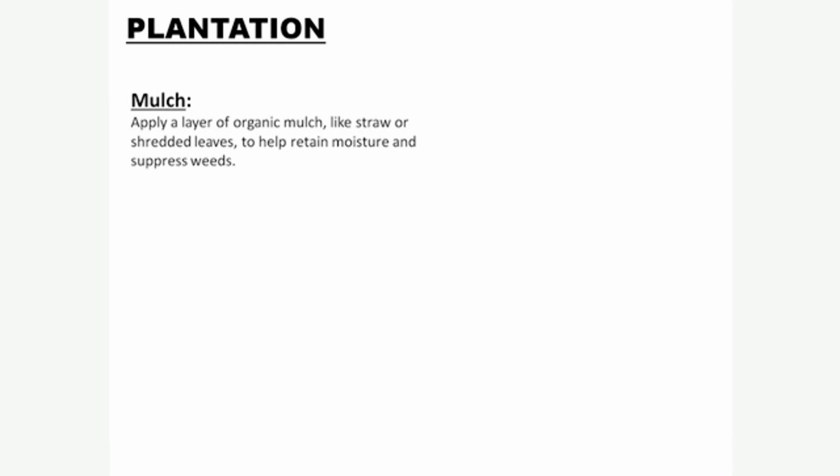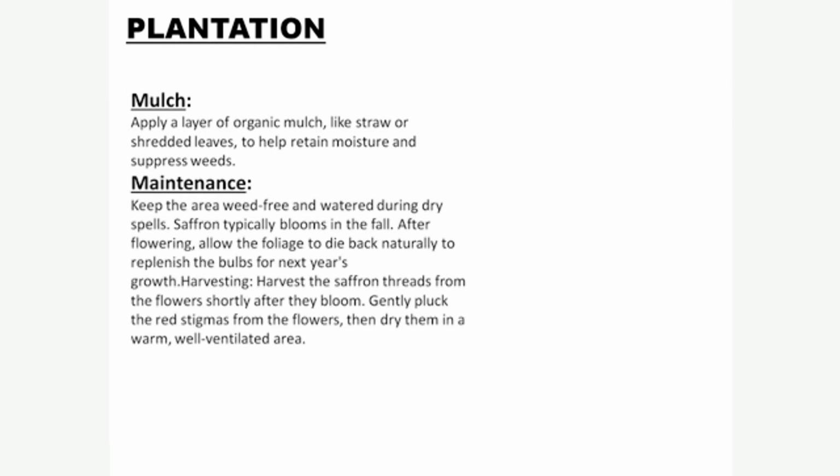Next step is the mulch. Generally, we apply a layer of organic mulch like straw and shredded leaves to help retain moisture and suppress weeds. After that, we have to do the maintenance. Generally, we have to keep the area weed free and water during dry spells. Saffron generally blooms in the fall. After flowering, allow the foliage to die back naturally to replenish the bulb for the next year's growth.